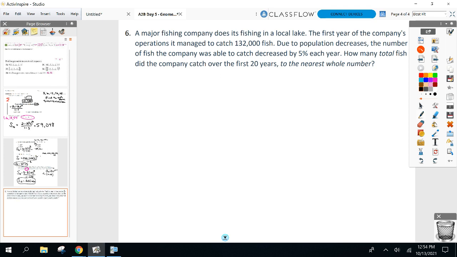Wait, so it's 20? No, I think since it's decreased by 5%, we subtracted the 0.05 from the 1, and you get 0.95 as your R value. But then, okay, wait. So I'm not sure yet. So the value you get. Okay, yeah, it's 0.95.